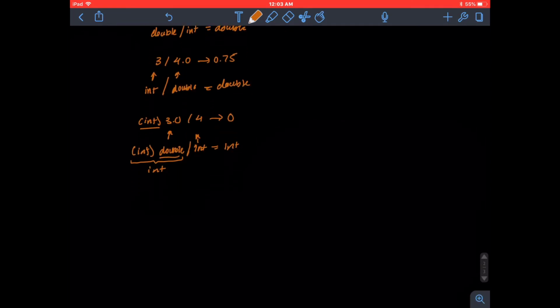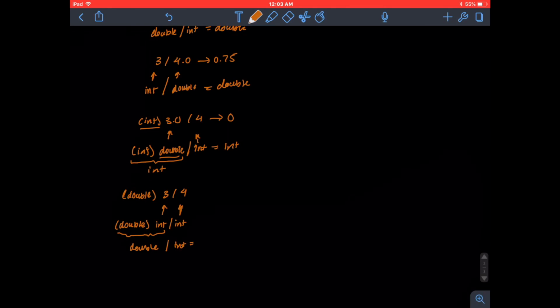Now, what if we have 3 divided by 4? Generally, this will be equal to 0, right? But what if we have a double on the outside? We have a double right over here. So, essentially, we have an int divided by an int. And just as the previous example, when we have an int divided by an int, that is equal to an int value. But this int value is casted to a double. So this is temporarily treated as a double. And now whenever we have a double divided by an int, that's equal to a double. And then this will equal 0.75. All right, so that's how that works.